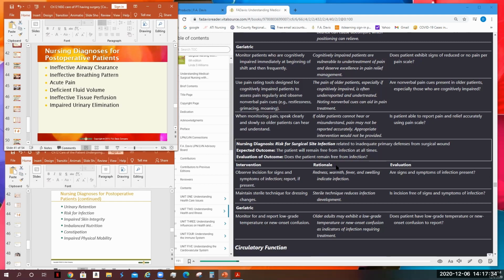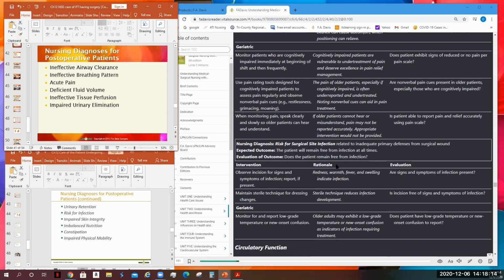Noting nonverbal cues can aid in pain treatment. Are nonverbal pain cues present in older patients, especially those who are cognitively impaired? When monitoring pain, speak clearly and slowly so older patients can hear and understand. If older patients cannot hear or misunderstand, pain may not be reported accurately. Appropriate intervention would not be provided. Is patient able to report pain and relief accurately using a pain scale?